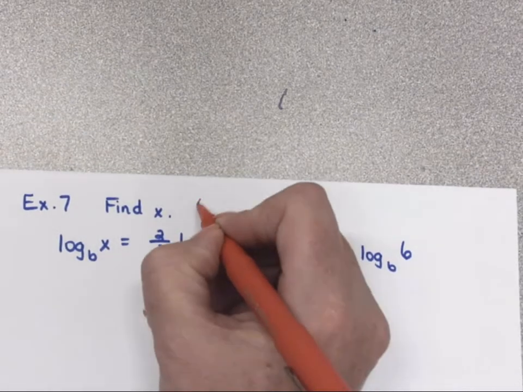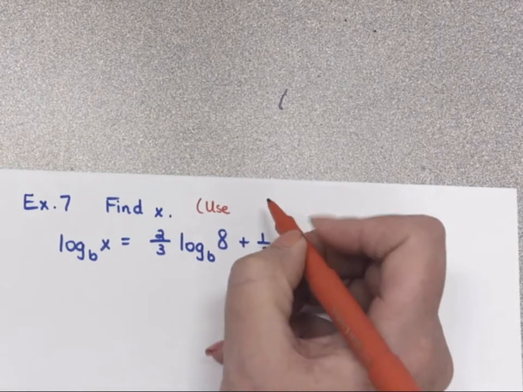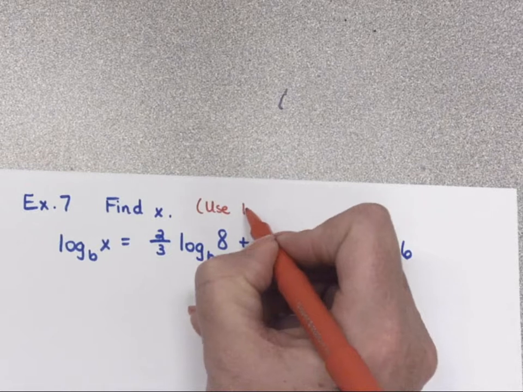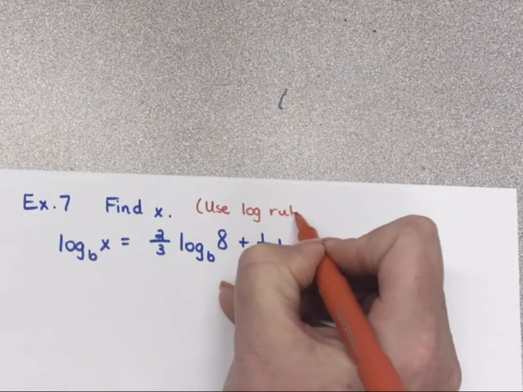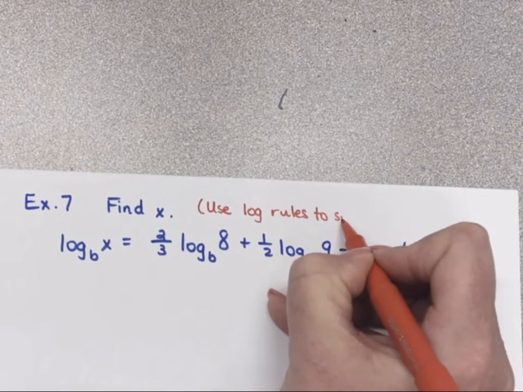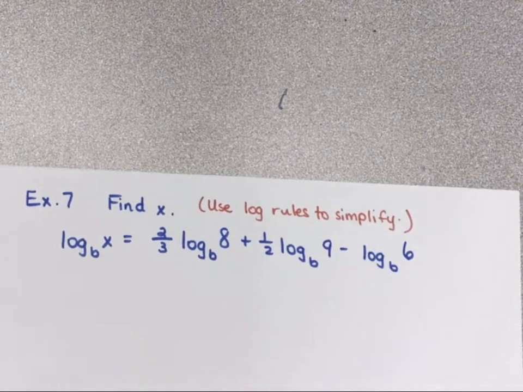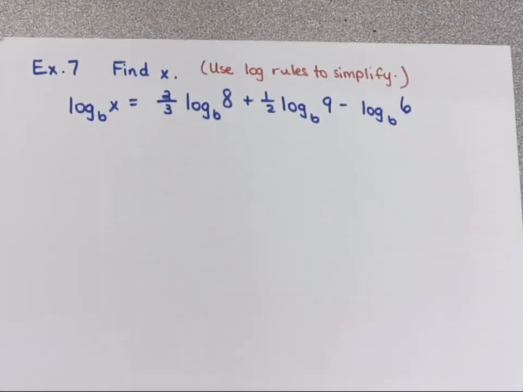I'm going to give you a hint here because we've had a few days where we haven't been in class. You need to use your log rules here. In other words, if you have something really long and drawn out, then we're going to try to use our log rules to simplify. What were our 3 log rules? Product rule was one of them. What was the other 2? Power rule and also quotient rule, right?